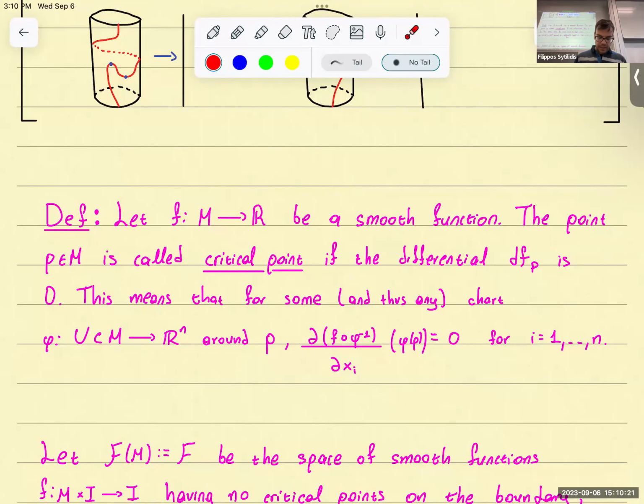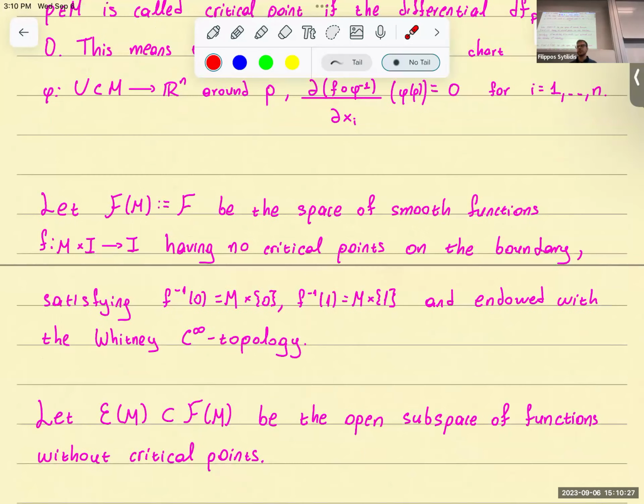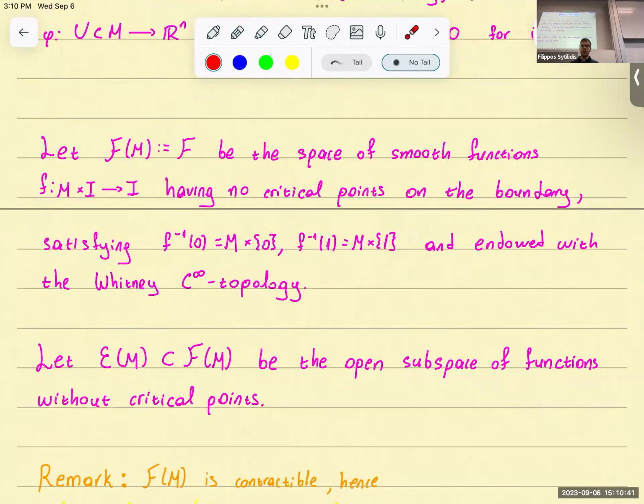Now I want to define some things that we are going to be using in order to make this translation from the pseudo-isotopy problem to a problem about smooth functions and critical points. The first thing that I want to define is the space of all smooth real valued functions. If I have a manifold M, I want to consider curly capital F of M. That's going to be the space of smooth functions from M cross I to I. Again, it's a bit of keeping track of the terminology.